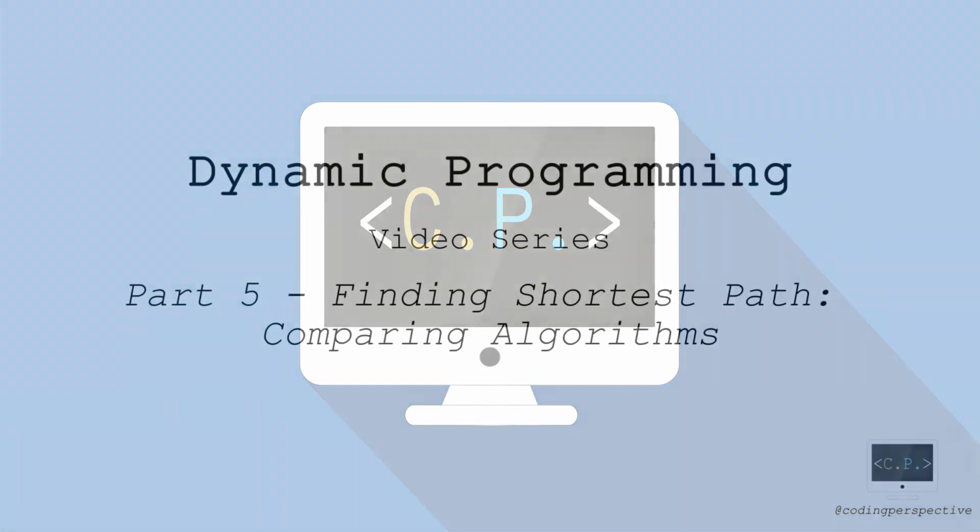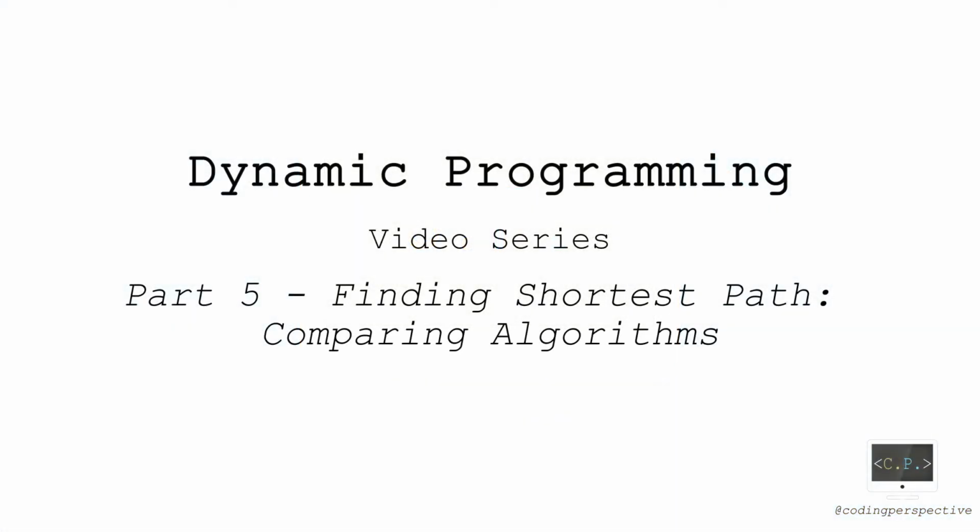Hi guys, this is the fifth video of the Dynamic Programming Algorithms video series. So far, I introduced the shortest path problem and talked about three different algorithms to solve this problem in the previous videos. These algorithms were Dijkstra's, Bellman-Ford and Floyd-Warshall algorithms. In this video, I will compare these three algorithms in terms of their time complexity, space complexity and capability.